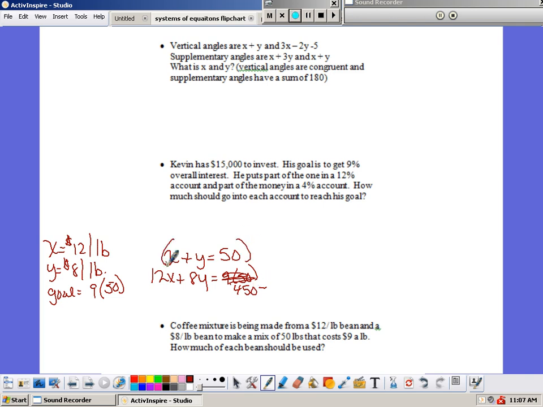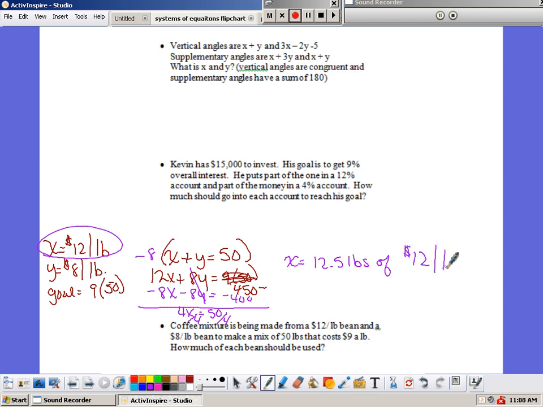So I'm going to multiply the top one by negative 8. I'm going to get negative 8x minus 8y equals negative 400. Add, 4x, y drops, equals 50. Divide by 4. X is 12.5 pounds of the $12 per pound bean. So then 50 minus 12.5 is equal to y, which is 37.5 pounds of the $8 per pound bean.